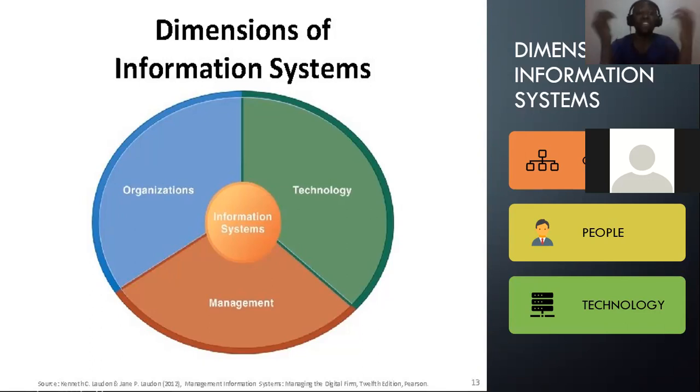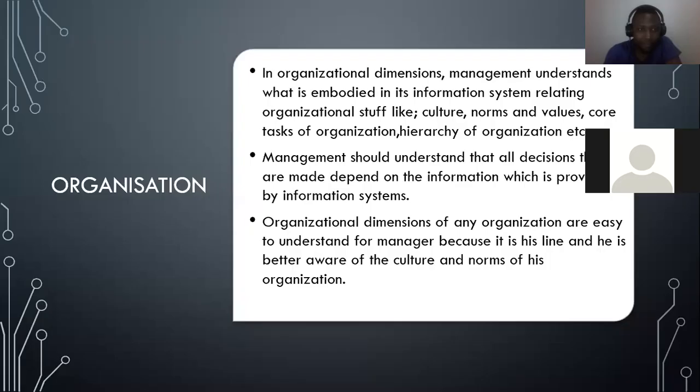It has dimensions surrounding it, which are the organization, the people, and the technology, as depicted on the right side. So let's start by talking about the organization, the dimension of the organization. In the organizational dimension, management understands what is embodied in its information system relating to organizational matters like culture, norms and values, core task of the organization, and hierarchy of the organization.